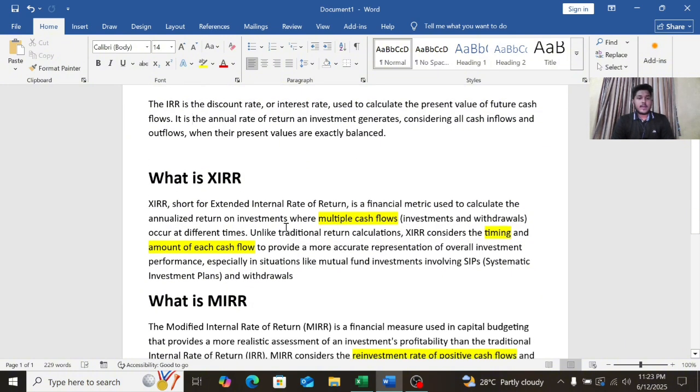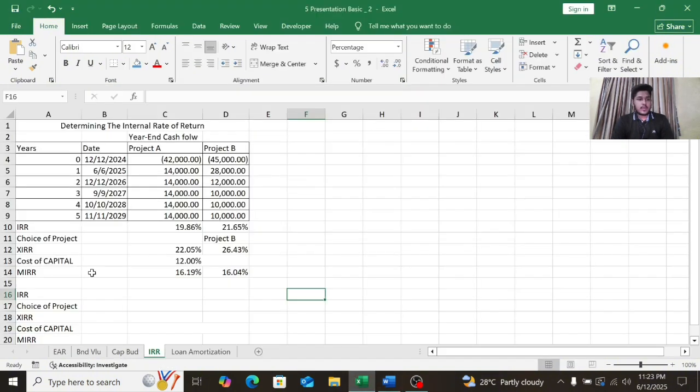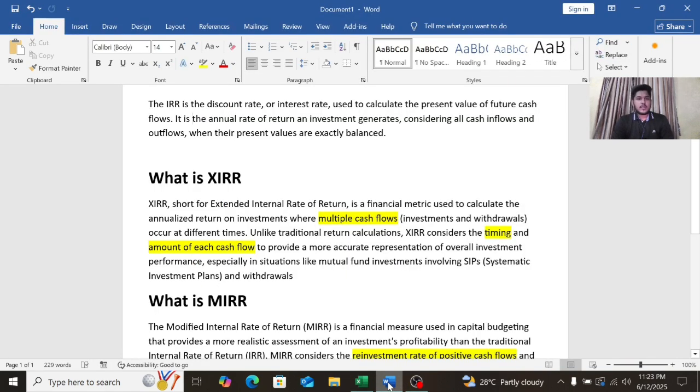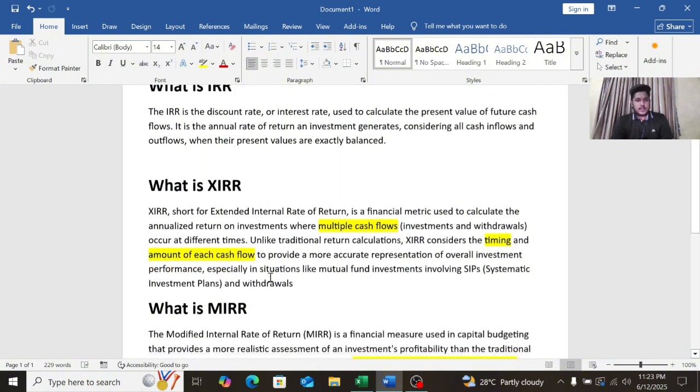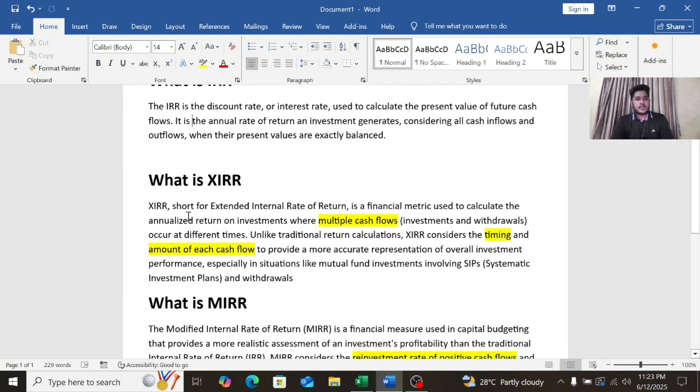But what we have seen is calculating XIRR and MIRR. So how do these two eliminate the limitation of IRR? Let's see. XIRR, the extended internal rate of return, is a financial metric used to calculate the annualized returns on investment where multiple cash flows occur at different times.